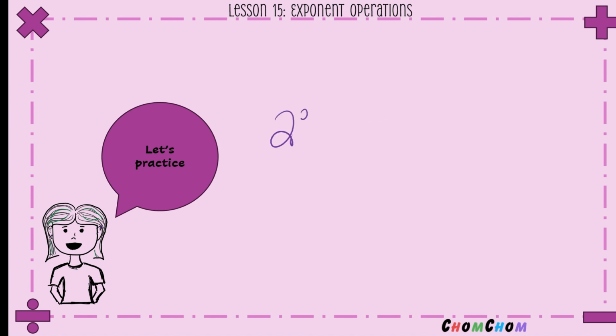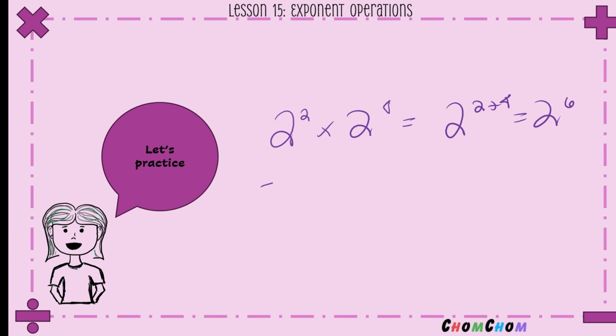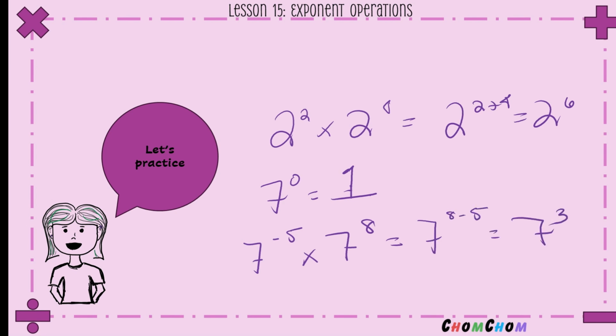So we have 2 squared times 2 to the fourth equals what? We just add the exponents, so we get 2 to the sixth. Now say we have 7 to the 0. What does that equal? That's right, 1. That equals 1. And then now let's say we have 7 to the negative fifth times 7 to the eighth. We just subtract, right? 8 minus 5 equals 7 cubed.